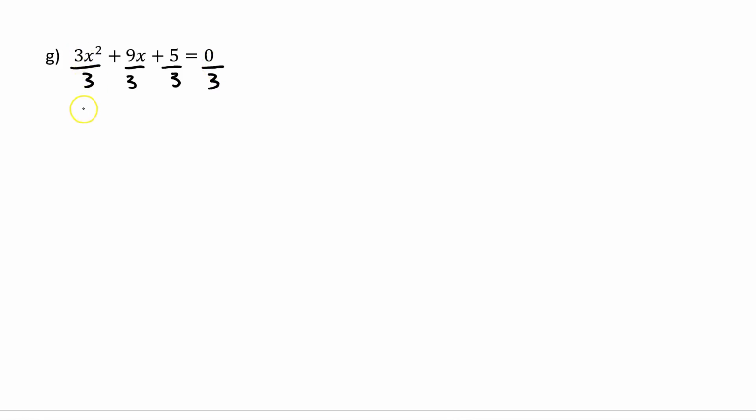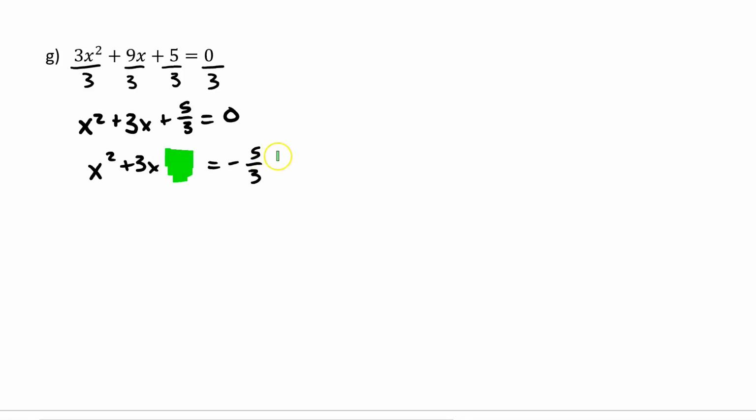So 3 divided by 3 is 1, so x squared, plus 9 divided by 3 is 3x, plus 5 over 3 equals 0. It's not a perfect square trinomial, so let's isolate those first two terms. X squared plus 3x equals negative 5 over 3. And we're going to think of that number that creates a perfect square trinomial on the left-hand side. This one is a little bit trickier.